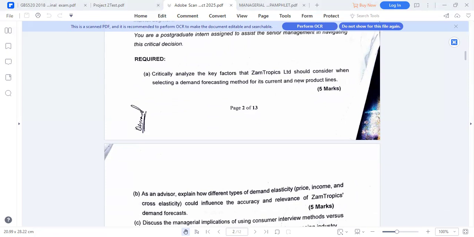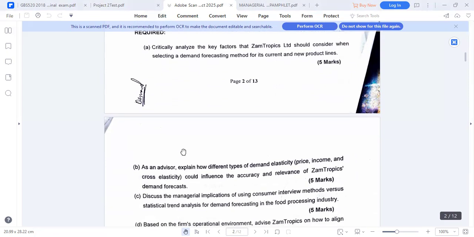And part B, we've talked about everything in here already. As an advisor, explain the different types of elasticity, income, price, and cross price, and how they could influence the accuracy and relevance of the demand forecast. And also discuss the managerial implications of consumer interviews versus trend analysis. Okay, so we've talked about all these in the few minutes we were just discussing.